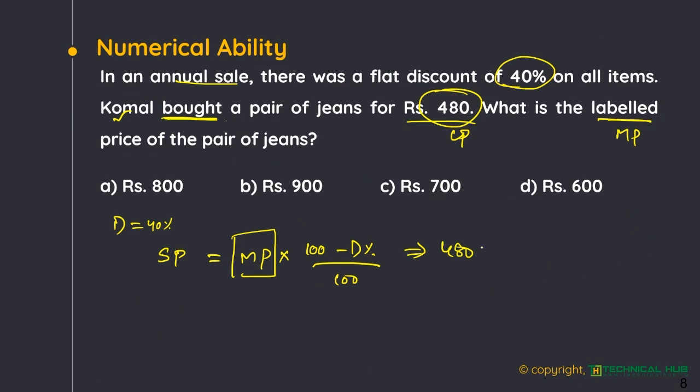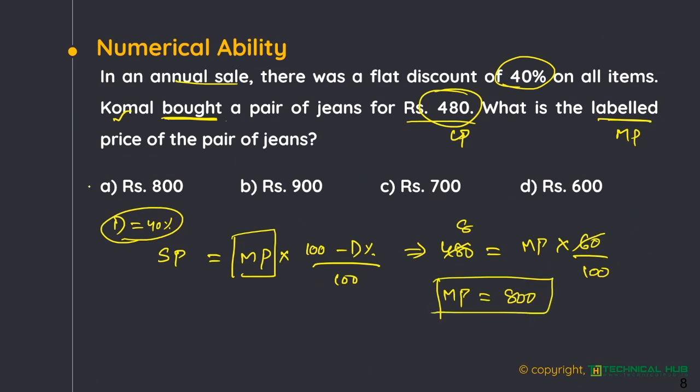Discount is given as how much? 40%. 100 minus 40, 60 by 100. 6 times 8, therefore market price is equal to 8 into 100, 800. 800 is the required market price value. Option A.